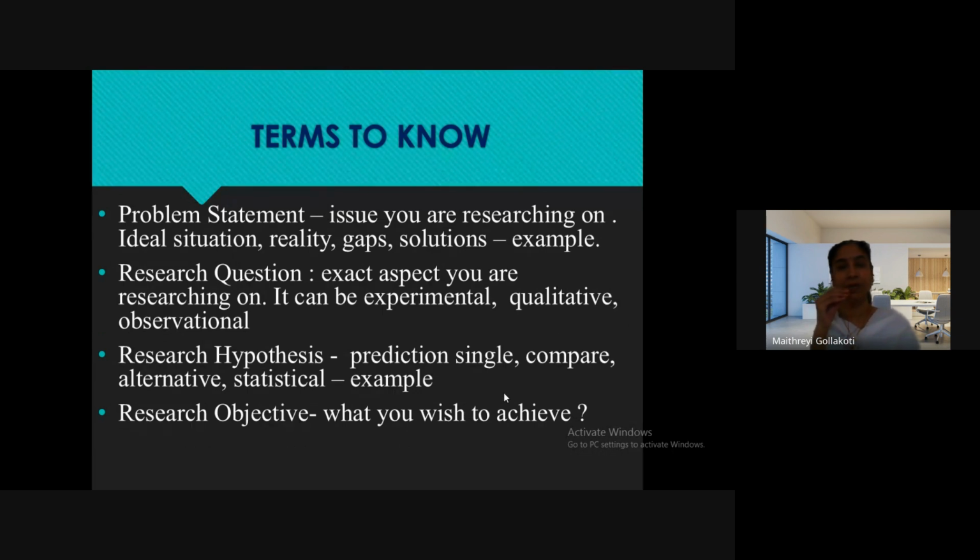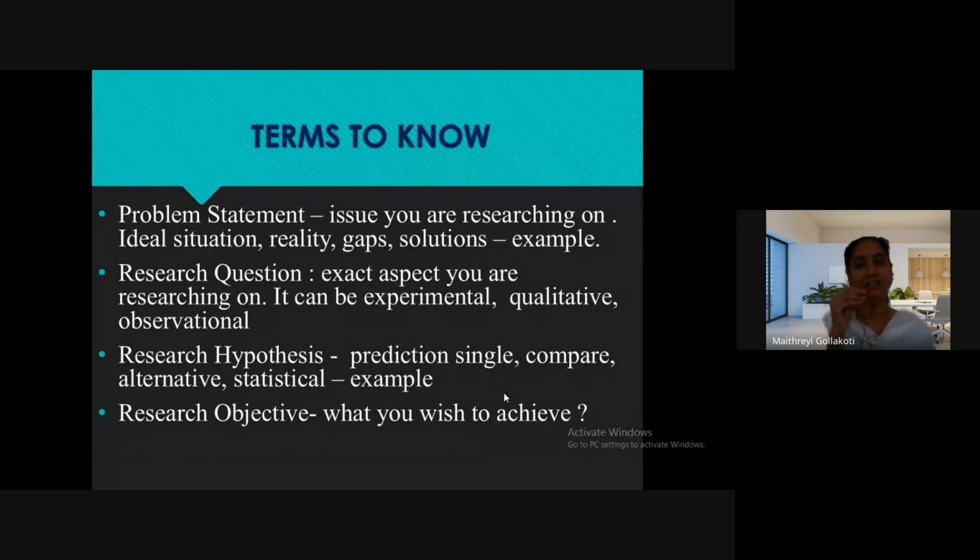Terms to know. Now, whenever we go for research, many people get many doubts. They often come across words like problem statement, research question, research hypothesis, research objective. Everybody will be wondering what they actually mean and how they are relevant to my topic. These sort of questions all of us get. So I thought it is better to explain these terms very clearly so that it will help you in your research. Okay. So the first term I would like to explain is the problem statement.